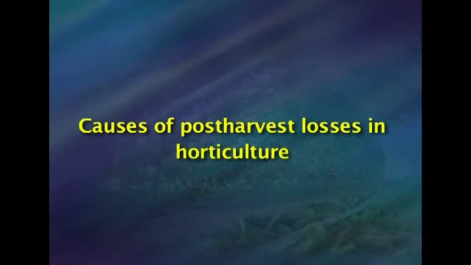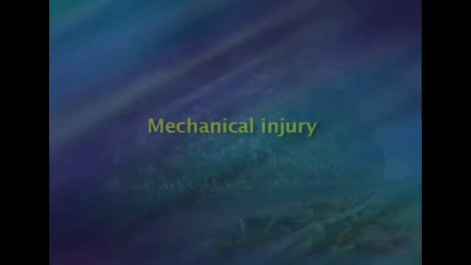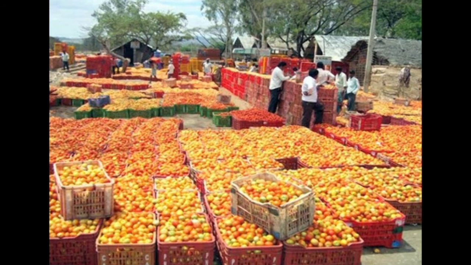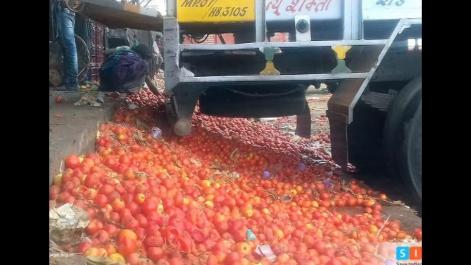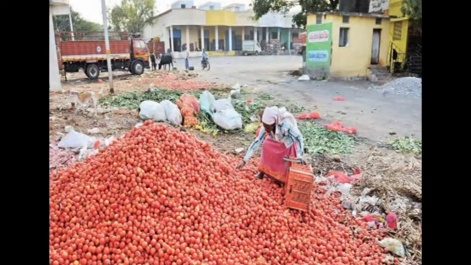Now coming to the causes of post-harvest losses in horticulture. It is caused by external and internal factors. External factors which lead to post-harvest losses are: first is mechanical injury. Fresh fruits and vegetables are highly susceptible to mechanical injury owing to a tender texture and high moisture content. Poor handling, unsuitable packaging and improper packing during transportation are the causes of bruising, cutting, breaking, impact wounding and other forms of injury in fresh fruits and vegetables.